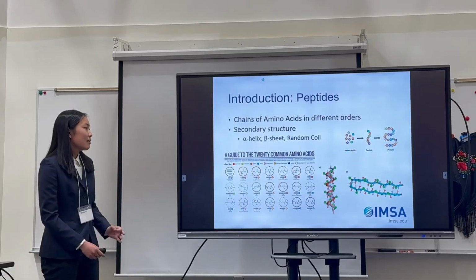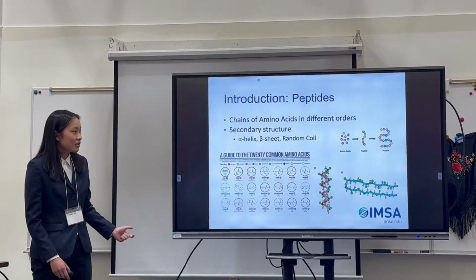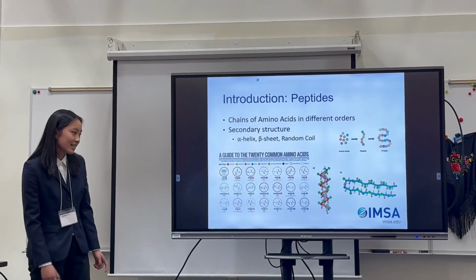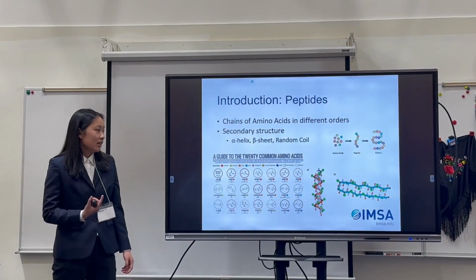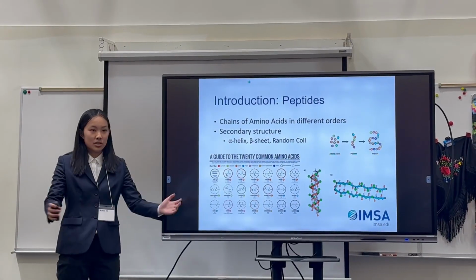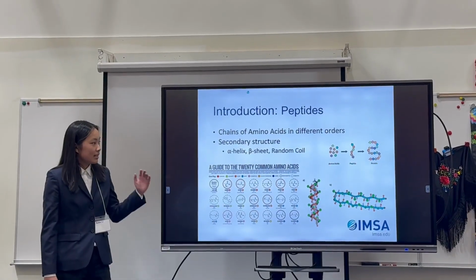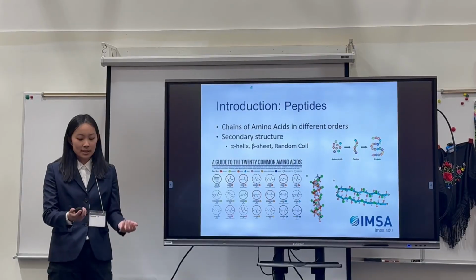So three of the most common secondary structures of peptides are alpha helix, beta sheet, and random coil. So alpha helices are like this graph here, which is like a coil. Beta sheets are the other one where they kind of stack on top of each other and form these sheets of peptides. And then random coil is just when they aggregate together and form these clumps of peptide.